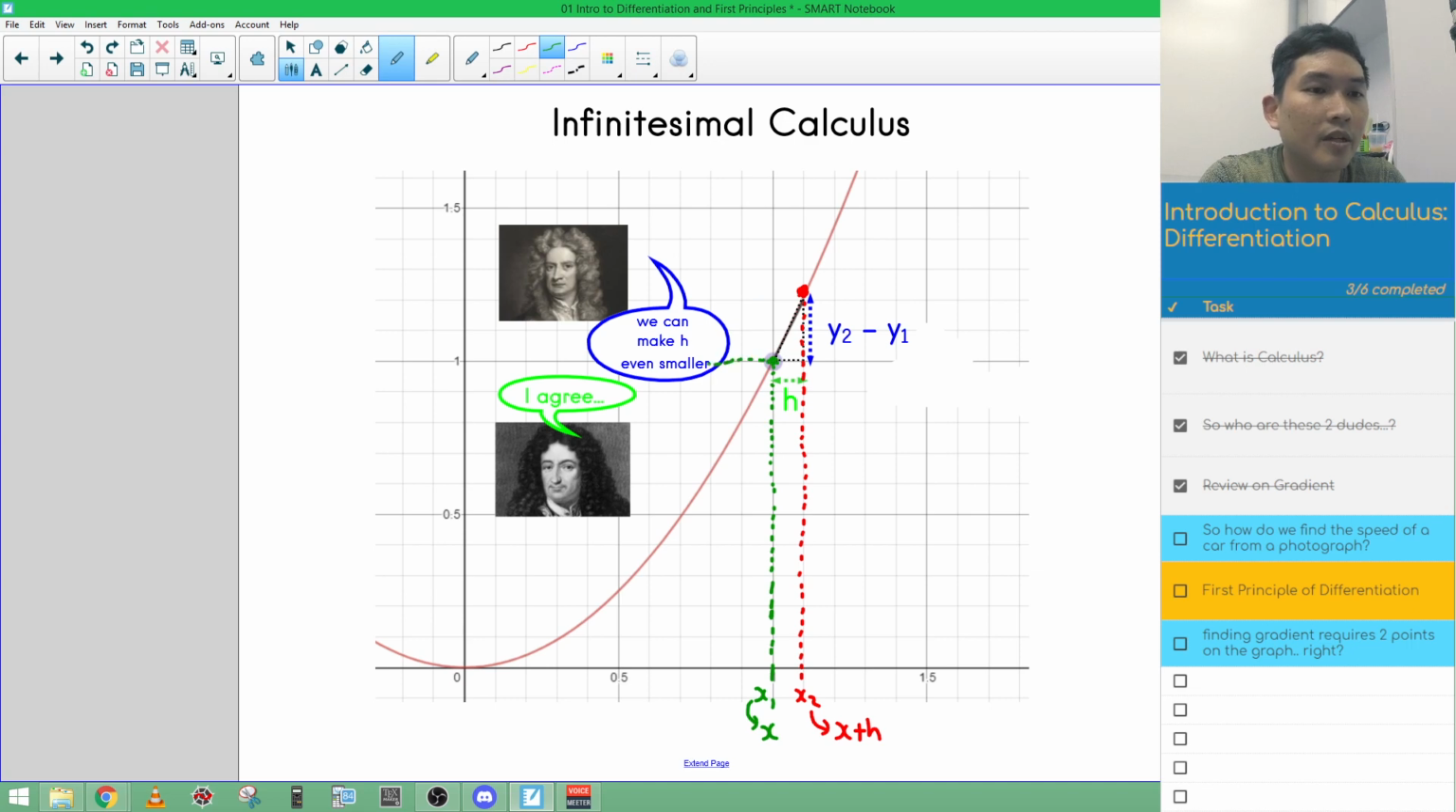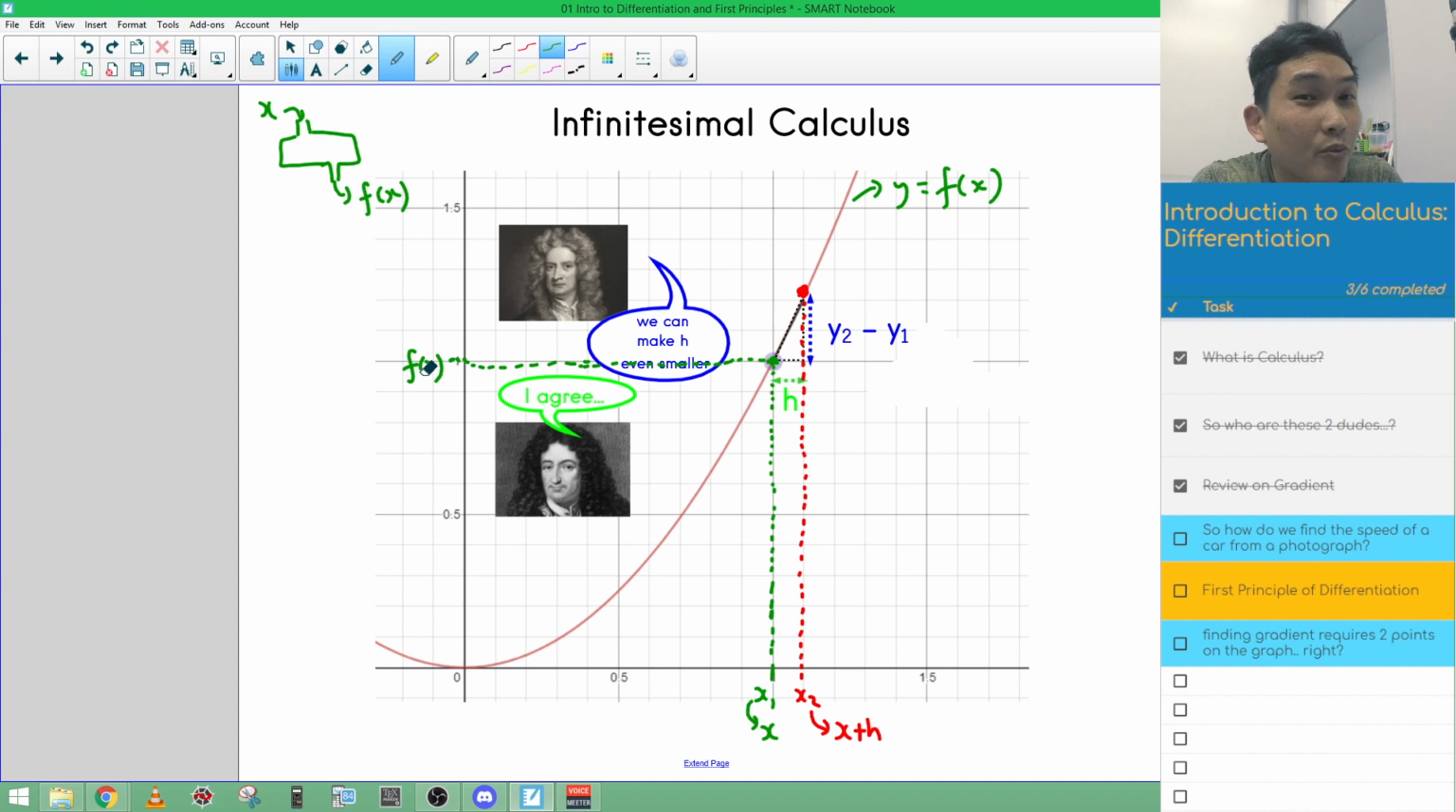For the first one, for the green point, what is the y1 called? It's called something different. First of all, let this graph be y equals f of x, meaning that it's a function. A function behaves like a machine, which means that if I put in an input of x, I will expect an output of f of x. So the y coordinate of this point is very simply just f of x. So instead of y1, we're going to call it f of x.